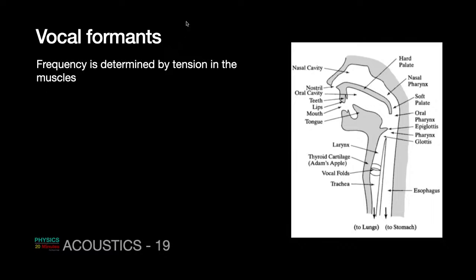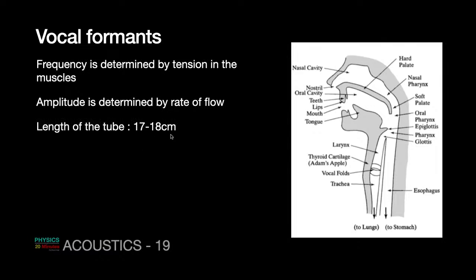So let's talk about vocal formants. Formants are the dominant group of frequencies which are present in human voice. Frequency is determined by the tension in the muscles, as we have already seen. The higher the tension, the higher the frequency. Amplitude, or the loudness, is determined by the rate of flow. The larger the volume flow, the more the amplitude.